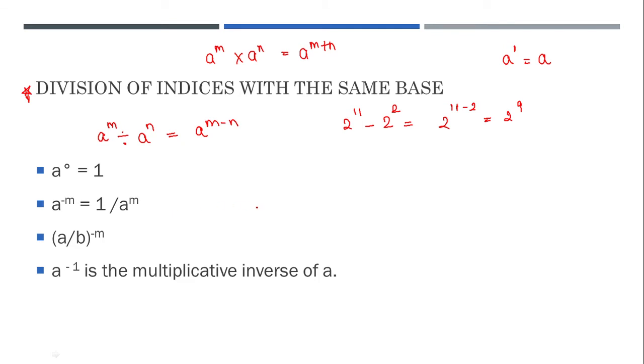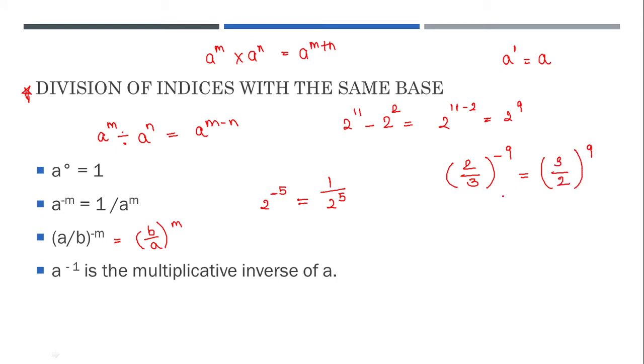Children, I can explain this with an example. 2 raised to minus 5, a negative power is there. So this will become 1 upon 2 raised to the positive power of 5. That simple it is. Then suppose you have a upon b raised to minus m. Here a upon b will become the reciprocal, that is b by a, and minus m will become plus m. Suppose we have 2 upon 3 raised to minus 9. Firstly invert this. This will become 3 upon 2 and minus 9 will become plus 9.